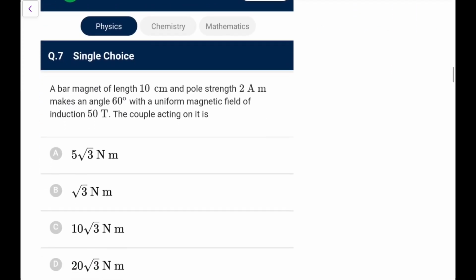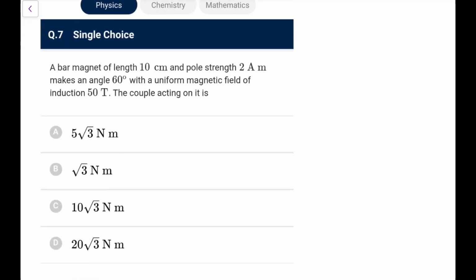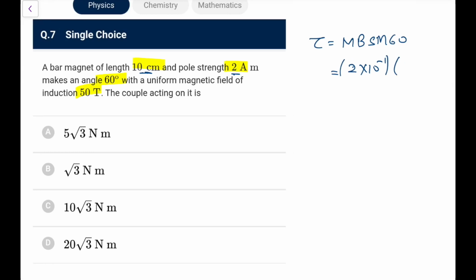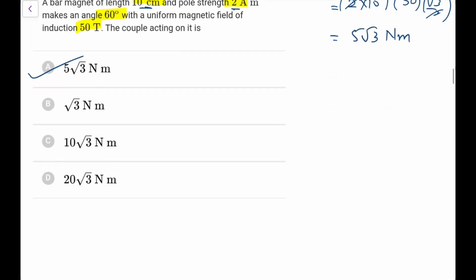Now the seventh one. A bar magnet of length 10 centimeter and pole strength 2 ampere meter makes an angle of 60 degrees with a uniform field of induction 50. The couple acting, that means torque. So torque you know is MB sine 60. What is M? Like the dipole, q into d I can write. So here 2 into 10 raised to power minus 1, that is the pole strength, into that length, that is the M. B is 50, sine 60 you all know is root 3 by 2. So this 2 and 2 go, this is 5 root 3 Newton meter. Again option A is the answer.